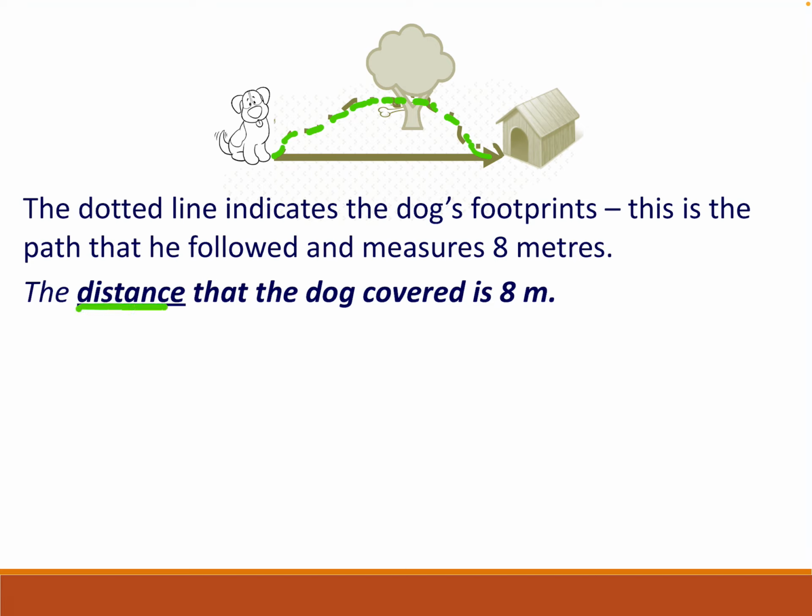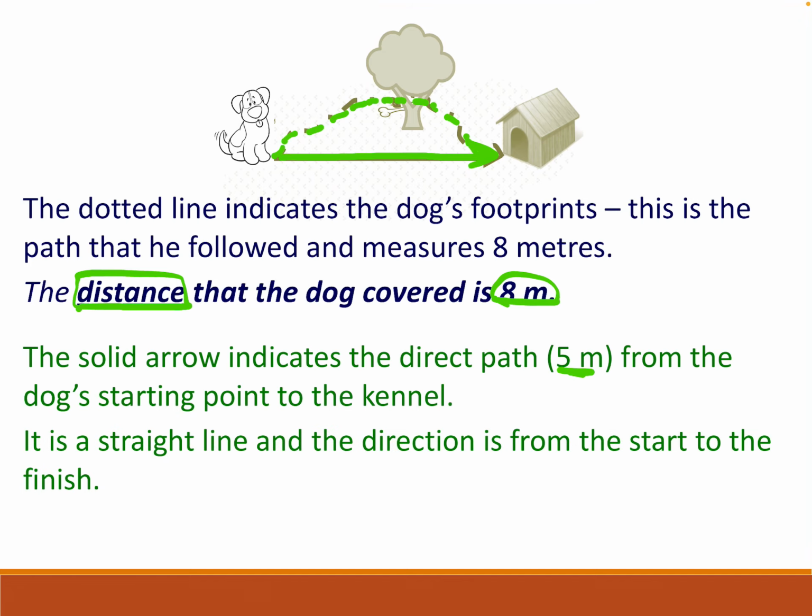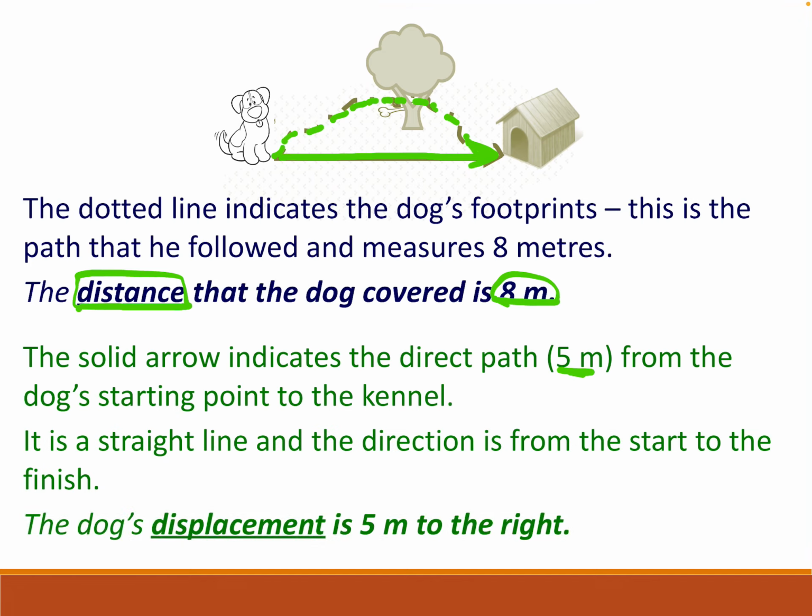The distance is 8 meters because we don't care about direction. However, the solid line, that one, is the shortest path. That's only 5 meters. Now, granted, he won't get the bone, but he'll have gone the shortest distance. That straight line is his displacement. But watch, I now have to say that's 5 meters to the right. I have to put to the right here.